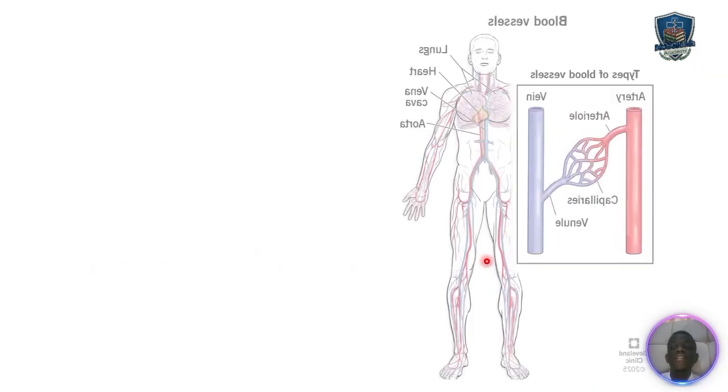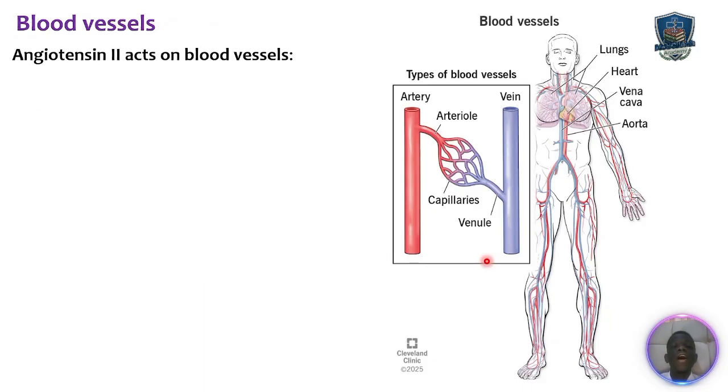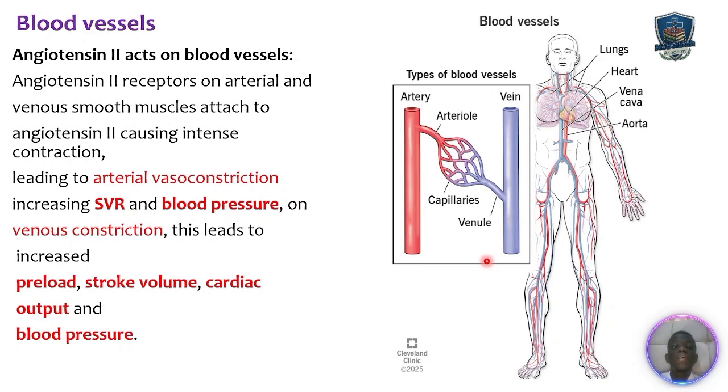So let's begin with our first. Remember, I've told you that angiotensin 2 works on our blood vessels. To be more specific, on our arteries and our veins. How does this happen? So our first is blood vessels. How does this occur? Angiotensin 2 receptors, the AT1 receptors on the arterial and venous smooth muscle, attach to angiotensin 2, causing contraction. So it means once angiotensin 2 binds to the angiotensin 2 receptors, it will lead to vasoconstriction of the vessels.